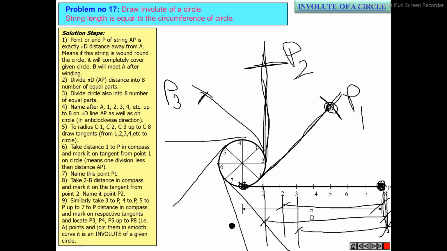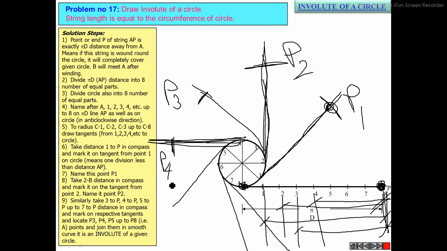Every time what we are doing, suppose I need to get the next locus point. I will get the next locus point on the tangent line passing through 4. So what will be the distance? The distance will be 4 to P. This much distance you will take in your compass. You will place your compass at point 4 and cut an arc. This will be the next locus point of your involute, that is P4.